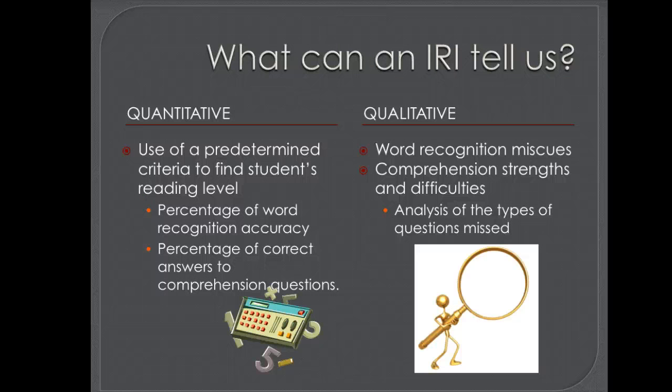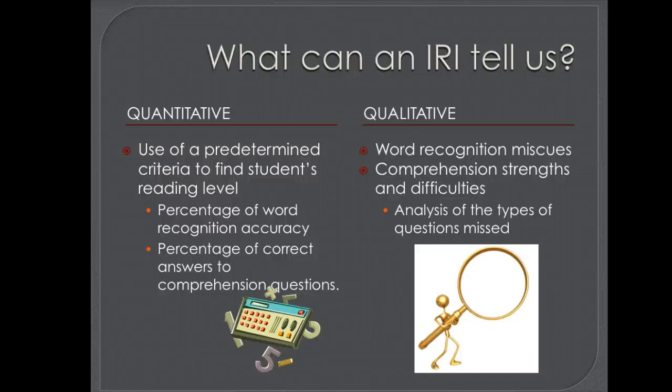Okay, so what can an IRI tell us? It can give us some quantitative information and some qualitative. Quantitative, as we all know, is just the hard numbers: words correct per minute, words per minute, accuracy, acceptability, and the percentage for comprehension questions.